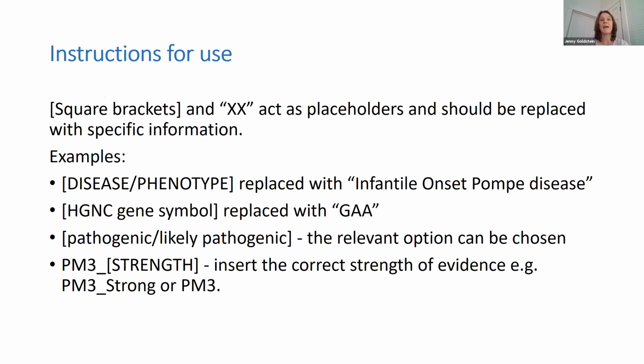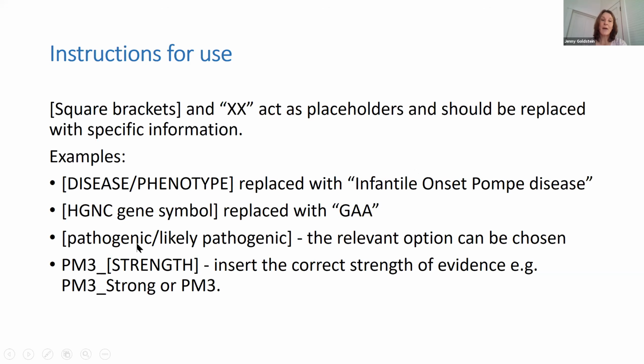So moving on. For each standardized text statement, you may see square brackets or some X's, and these basically just act as placeholders for you to replace the information that is needed. So as an example, if we have square brackets with disease phenotype, this could be replaced with, for example, infantile onset Pompe disease or whatever you want to put in there that's relevant for your particular disease. Throughout the document, we are encouraging the use of HGNC gene symbols where needed. So again, that would be replaced, of course, by the name of the gene that you're working on.